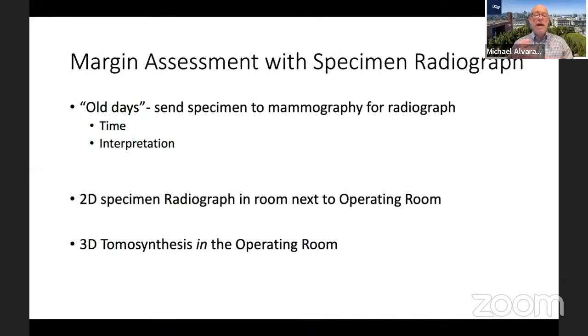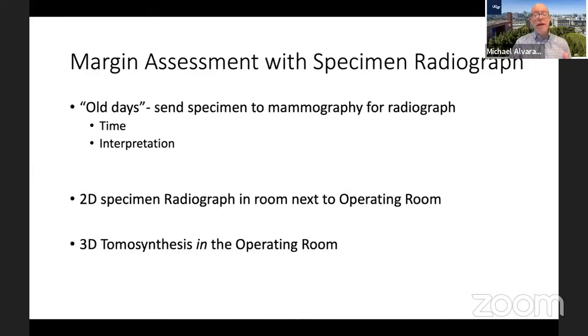So what about if we kind of go back and think about, well, what can we do now and how well does that work? And as we were saying, we used to send it to breast imaging. And then we had 2D specimen radiograph, which gave us kind of looking in two-dimensional space, which was very helpful. It was in the operating room or next to the operating room. We could take a picture and get a sense of the peripheral margins, but it didn't give us a lot of insight into the anterior or posterior margin.